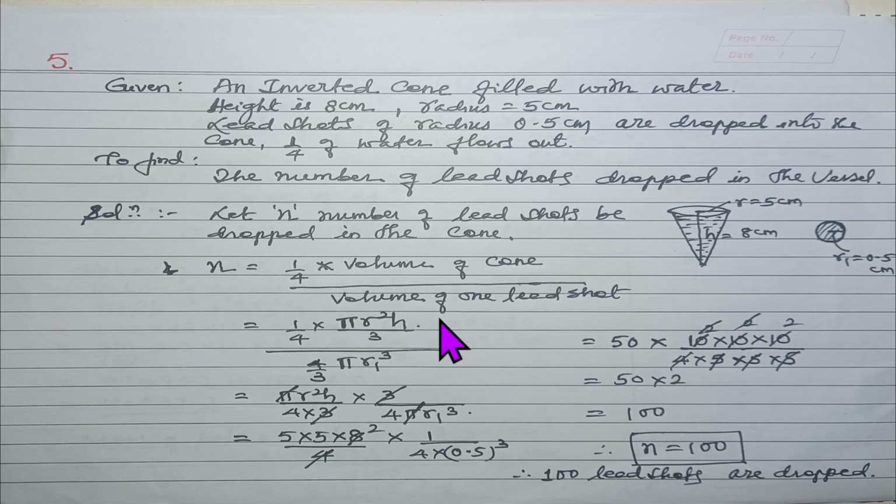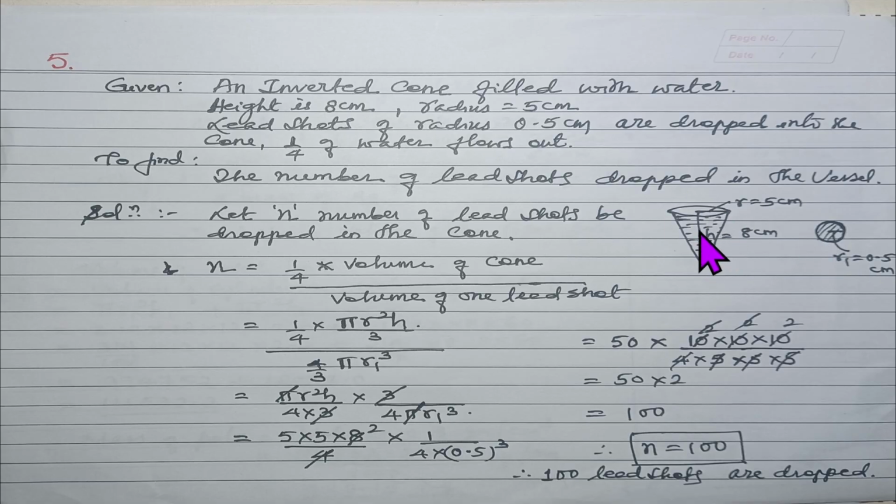Now coming to the next example, that is example number 5, we are given an inverted cone. There is a cone which is inverted, it is open on the top, it is filled with water to the brim, and the height of the cone is 8 centimeter, the radius of the cone is 5 centimeter. Now there are lead shots. Lead shot means the spheres, they are of radius 0.5 centimeters. Now these spherical lead shots are dropped into this cone.